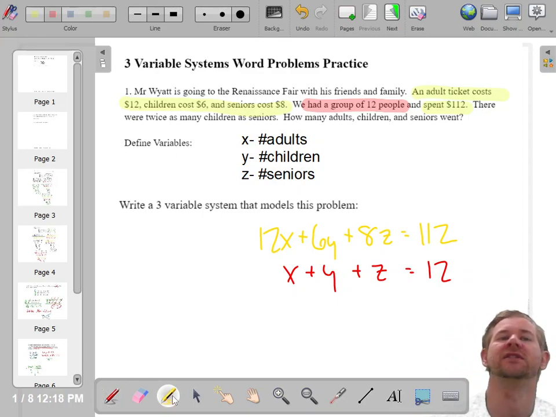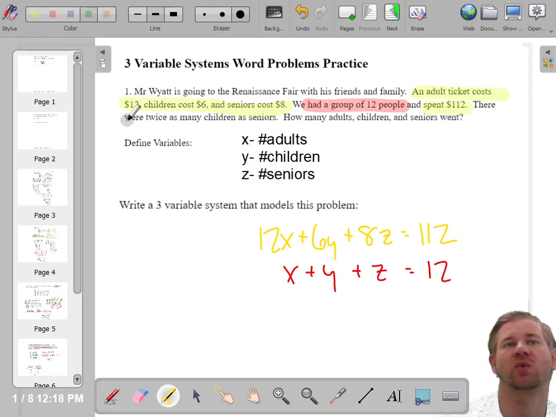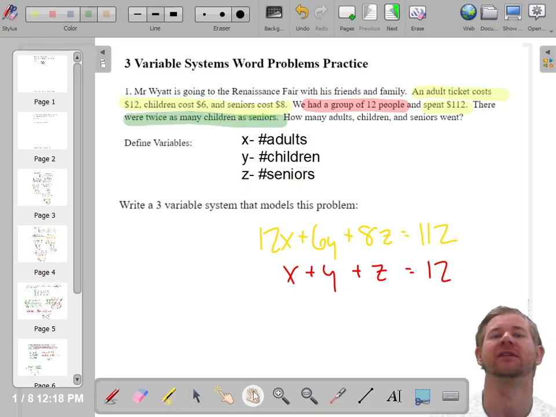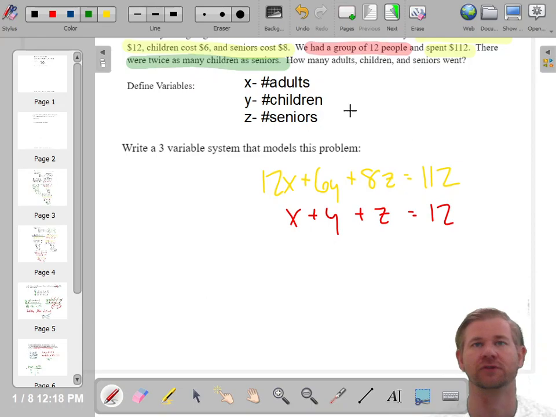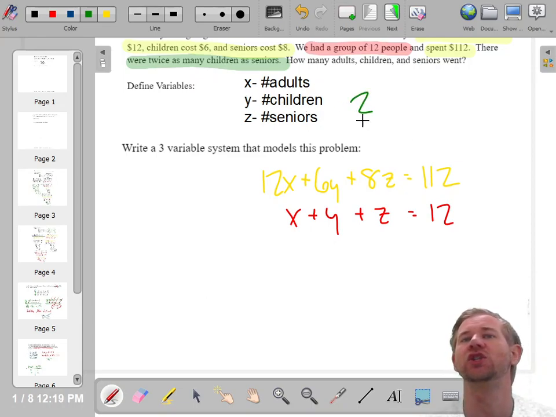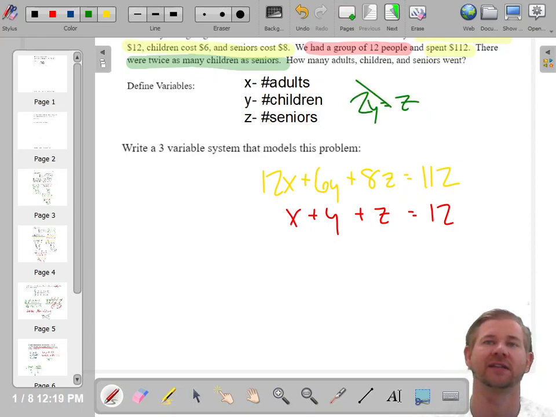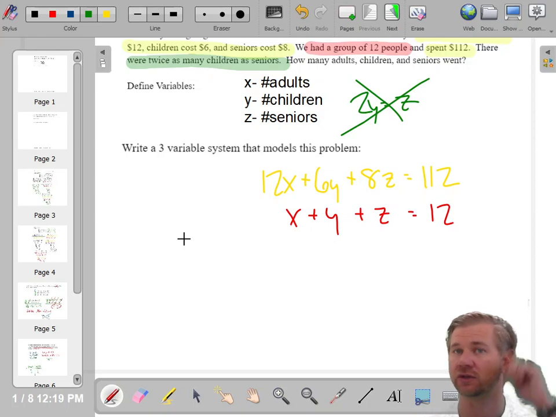And the last equation is the trickiest. It says there are twice as many children as seniors. Now, the misconception is people just want to read English and write math. They're like, oh, twice as many children. Twice as many children as seniors. And that is backwards. Okay, and I'll show you why.